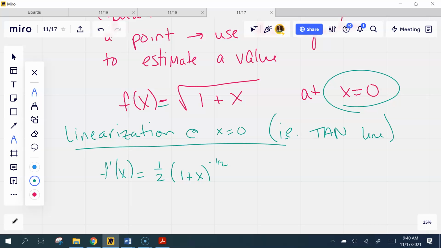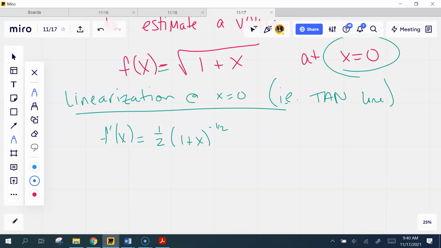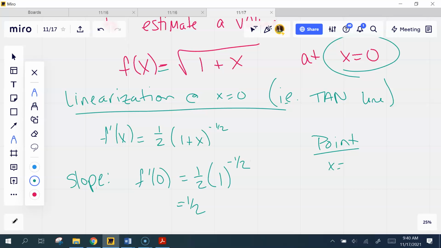They said to find the linearization of f of x at x equals 0. In other words, the tan line at x equals 0. That's it. So remember, to write the equation of a line, we need a point and a slope. That's the slope. I'm missing a point. I've got x equals 0, so what is y? This time it's f of 0, plug it in, square root of 1 plus 0. Now write the equation of the line, but we're going to solve it for y.